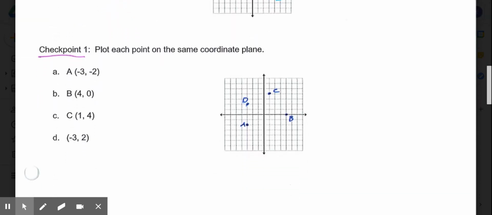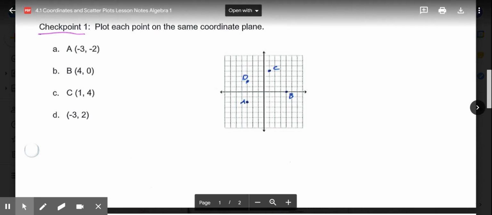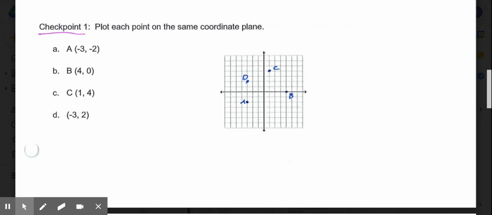So then plot each point in the same coordinate plane. So just some more practice here. Plotting points A, B, C, and D. So A being -3, -2, we go left 3, down 2. B being 4, 0, we go right 4, up 0. C, 1, 4, right 1, up 4. And D, -3, 2, left 3, up 2.